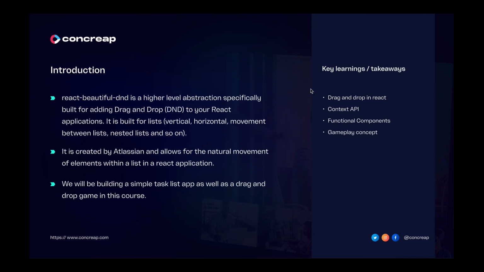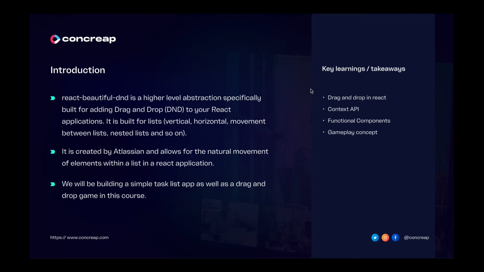React-beautiful-dnd is a higher level abstraction specifically built for adding drag and drop features, and in this case you can call drag and drop dnd. All right, you can use React-beautiful-dnd to add drag and drop features to your React applications. It is built for lists, vertical, horizontal lists, or movement between lists, or nested lists, and so on. All right, as long as it's a list, vertical or horizontal, or the list is nested or not nested, right? That's what React-beautiful-dnd is built for.